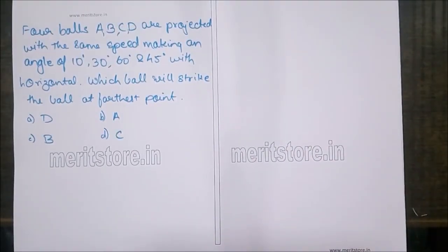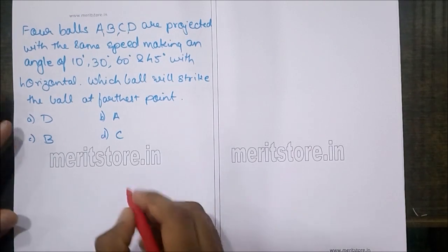Four balls A, B, C, D are projected with the same speed, making angles of 10 degrees, 30 degrees, 60 degrees and 45 degrees with the horizontal. Which ball will strike the ground at the farthest point? The options given are D, A, B or C.